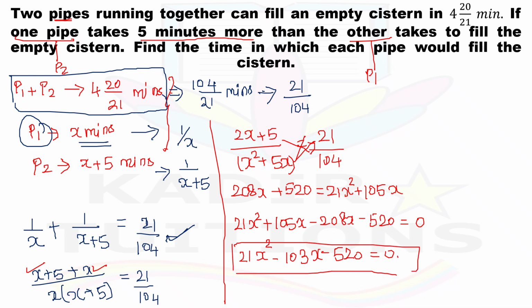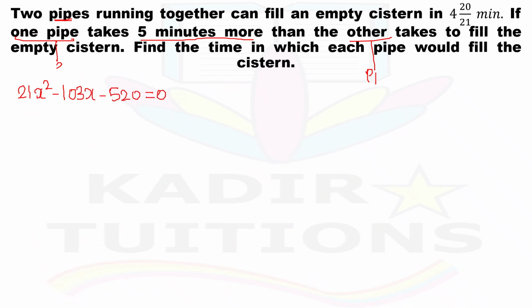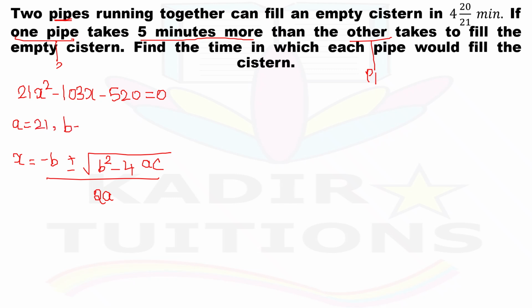So using a quadratic formula, we can solve this in order to find the value of x. So we'll do that now. So we'll start with the quadratic formula. So what is the quadratic formula? x equal to minus b plus or minus root of b square minus 4ac, whole divided by 2a. So before proceeding with this problem, we need to know the value of a, b and c. So what is the value of a? It is 21. What is the value of b? It is minus 103, and the value of c is minus 520.